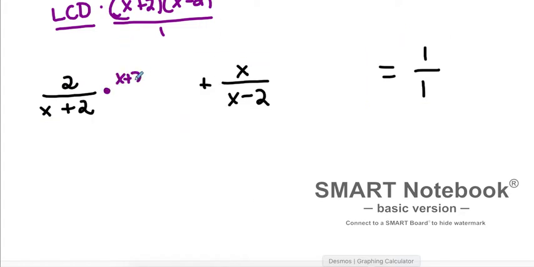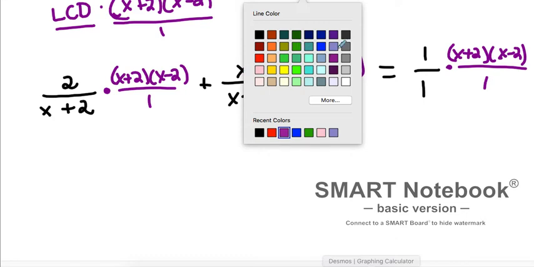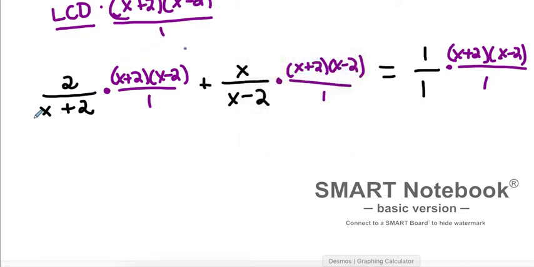So x plus 2, x minus 2 over 1. So then multiply this by x plus 2, x minus 2 over 1. And then same thing here. X plus 2, x minus 2 over 1. Okay, let's cross things out. So the x plus 2 with the x plus 2, the x minus 2 with the x minus 2. And here, there's really nothing to cross out because here there was no denominator anyway to begin with.